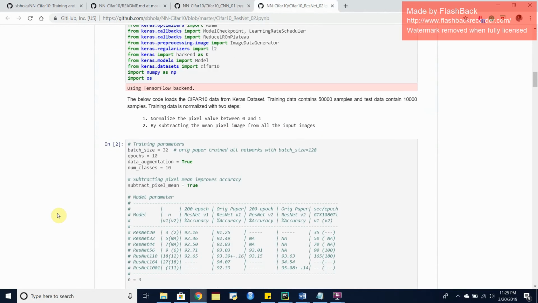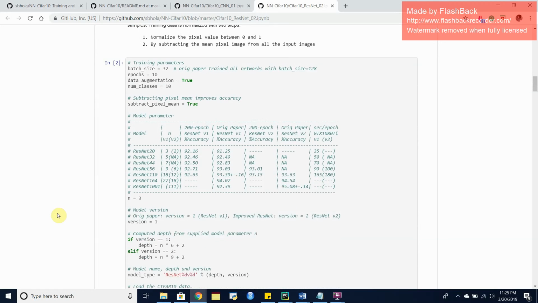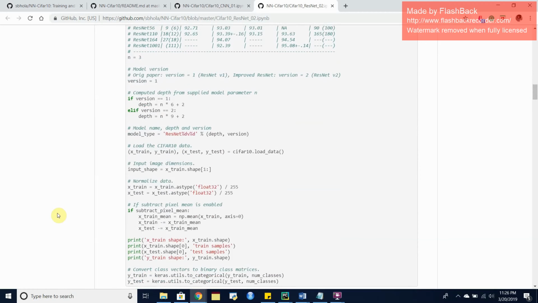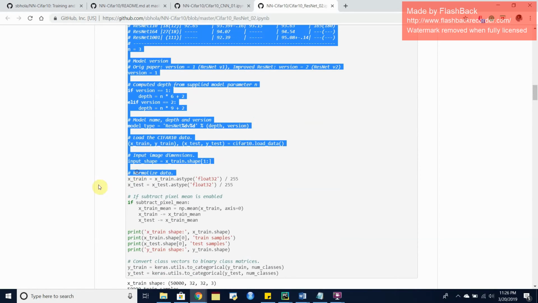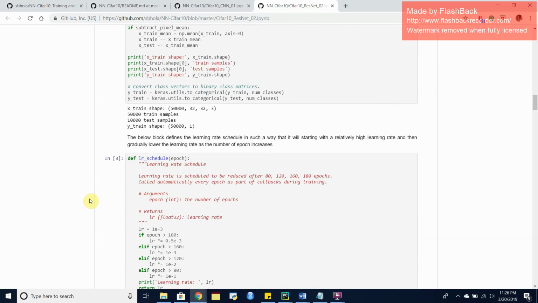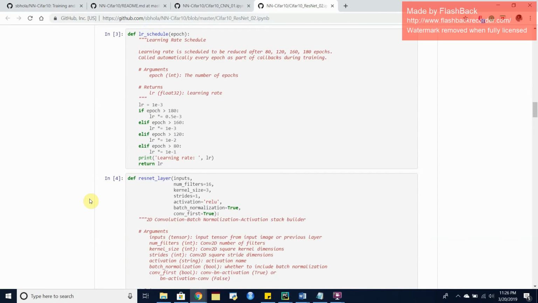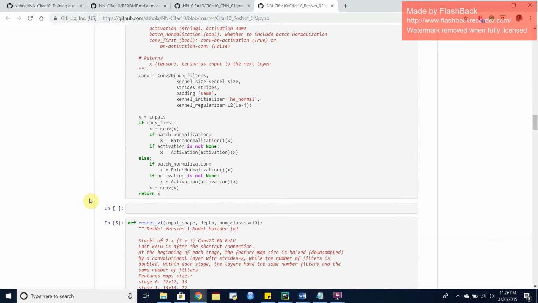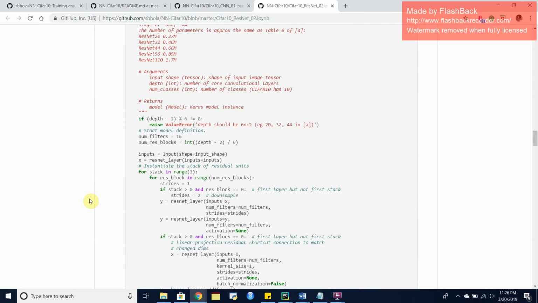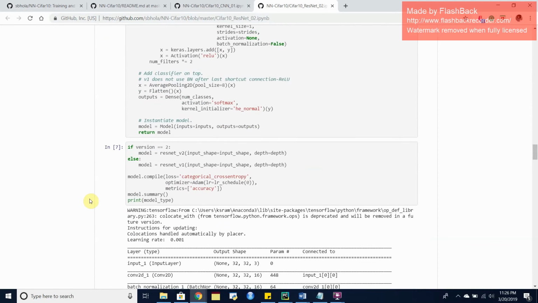After loading the CIFAR-10 data from Keras datasets, we normalized it using 2 steps. We defined the learning rate schedule in such a way that it starts with a relatively high learning rate, and as the number of epochs increases, the learning rate reduces gradually. In addition, we used image augmentation to enlarge our training data and also to prevent overfitting.